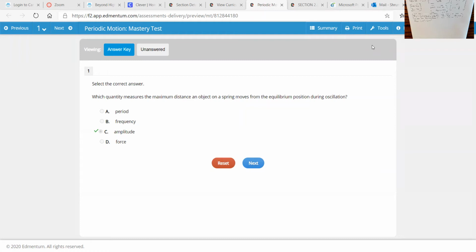I am Mr. Shrum, and I am back with one of these mastery test walkthroughs. And today we're looking at periodic motion.